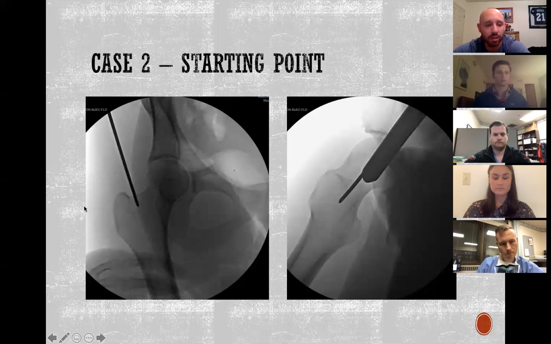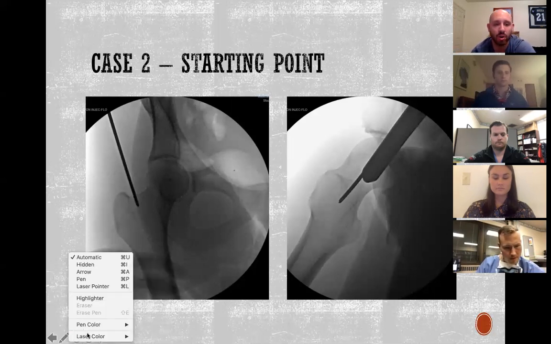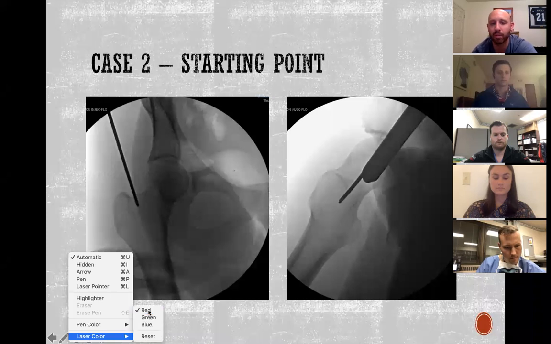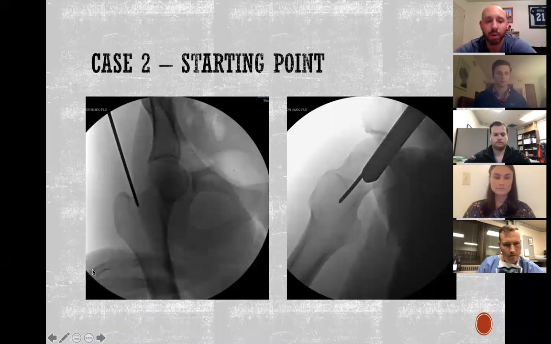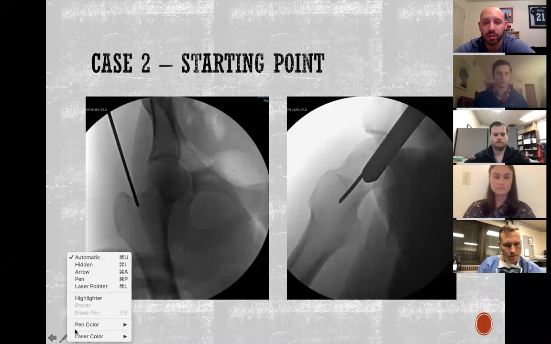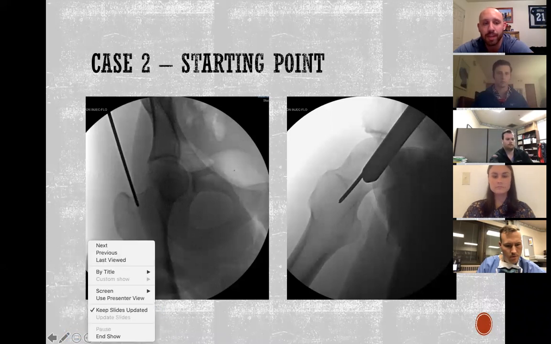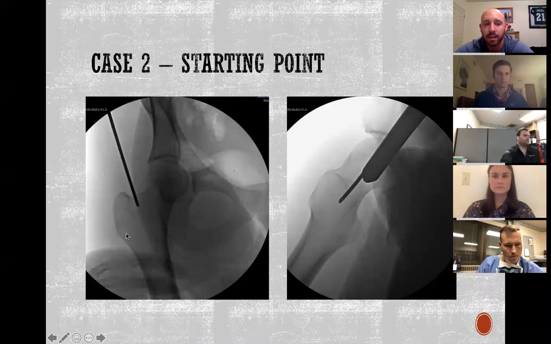Joe, if you can use your cursor, trying to pull it up, and kind of show where the neck is. The piriformis fossa is posterior to the neck. So when you get your starting point, it looks like it's in the bone, but it's actually posterior to the neck. If you're up on top of the neck, then you're too anterior and you have to move your starting point posterior.